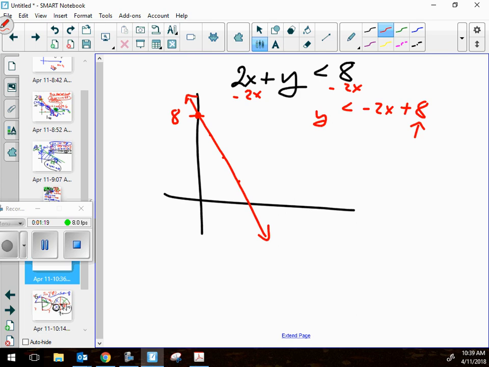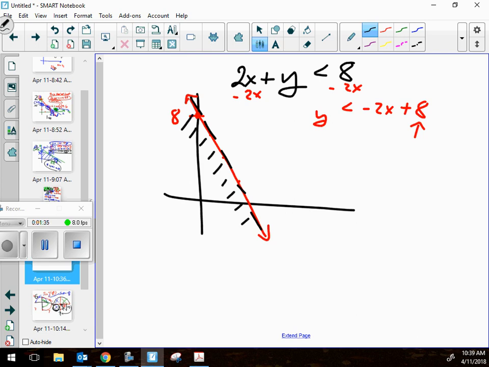And then, should it have a solid line? No, it should have a what? A dotted line or a dashed line, or however you want to say that. Okay, so I'm going to make it dashed in black there, and then I'm going to shade which way. It says less than. Below.